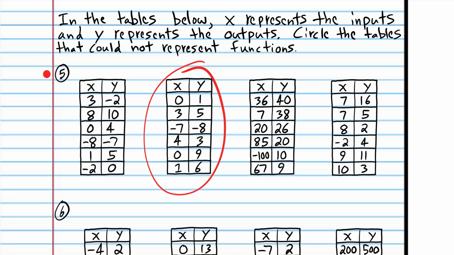Basically, the way that we do this is we look for repeated numbers in the input column. So here we don't have any repeated numbers, but here we do. We have zeros repeated. And let's look over here. Let's see if we have any repeated numbers. It doesn't look like it. But over here we have 7 repeated. If you plug in 7, you can get either 16 or 5. So that means that this does not qualify as a function.